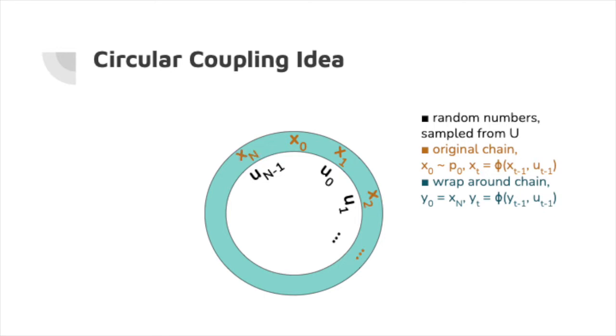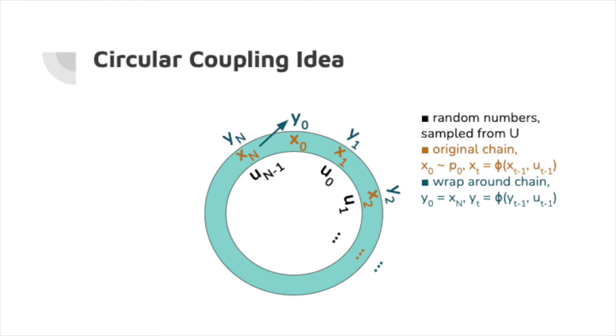Here is where the circular part comes in. We wrap around the next chain, so y0 equals xn. Then we similarly generate y1 from u0 and y0, y2 from u1 and y1, and so on. If at any time t we get that xt equals yt, then these chains have coalesced. If we generate up to yn, and yn is still not equal to xn, then the chains have not coalesced.